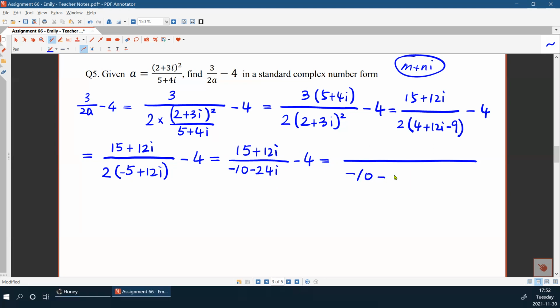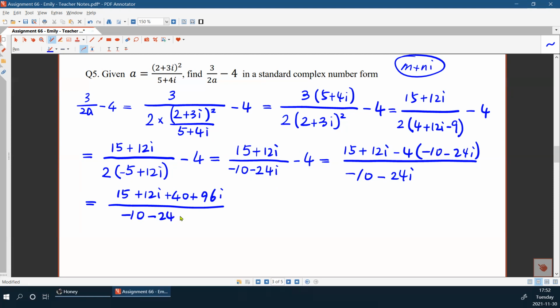So the common denominator is -10 minus 24i, and then 15 plus 12i, and then -4 times -10 minus 24i, right? Okay, next let's simplify the numerator, which is 15 plus 12i plus 40 plus 96i, right? Over -10 minus 24i. And this should equal 55 plus 108i over -10 minus 24i. Okay, so here we have come to a point that we need to rationalize the denominator. The key is to find the conjugate number of the denominator, which is -10 plus 24i, right?